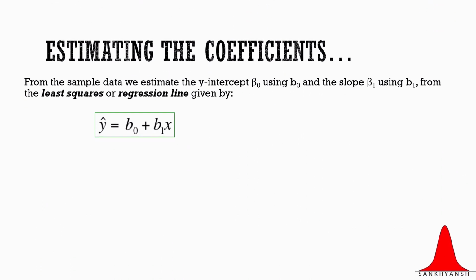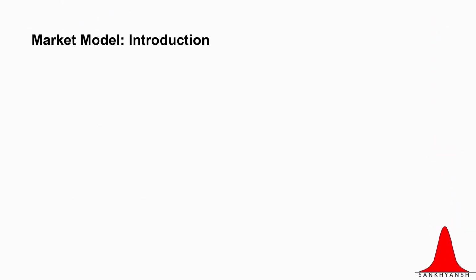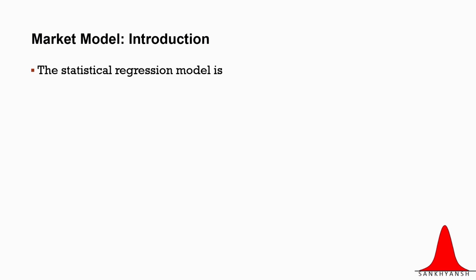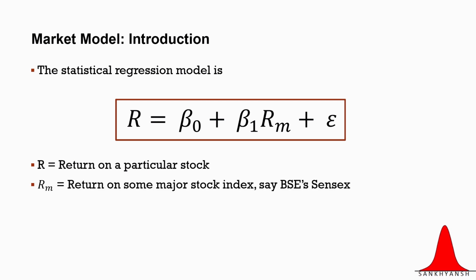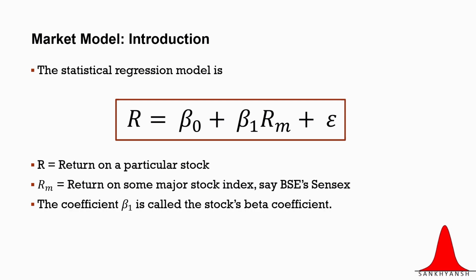From the sample data, we estimate the y-intercept beta naught using b0 and the slope beta 1 using b1 from the least squares or regression line given by y hat equal to b0 plus b1x. So the market model is based on the regression model that we just saw. Here you can see that we have written R in the place of Y and Rm in the place of X. Here R is the return on any particular stock, while Rm is the return on some major stock index such as BSE Sensex or NSE's Nifty. The coefficient beta 1 is called the stock's beta coefficient.